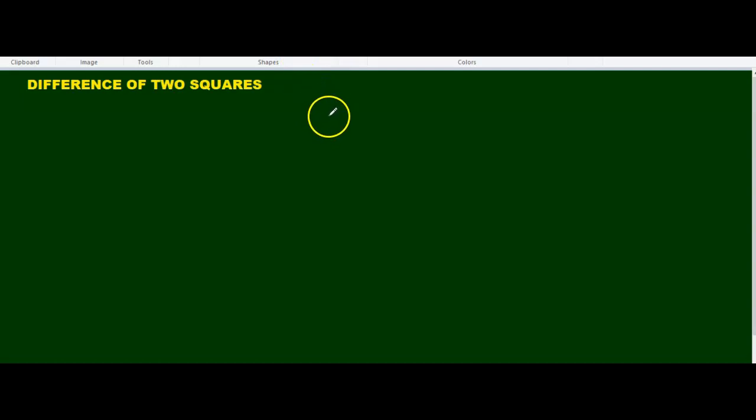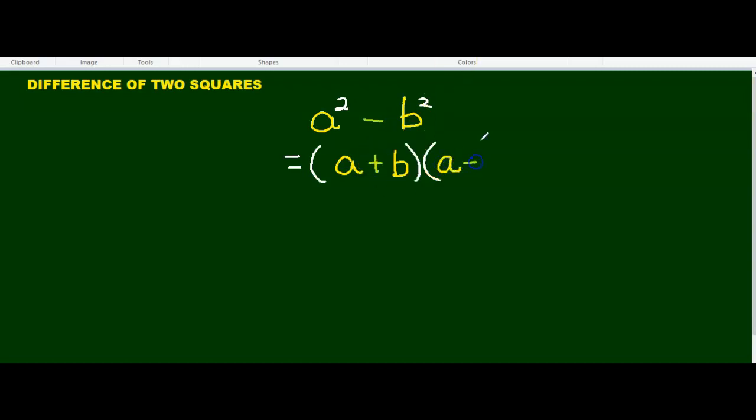The difference of two squares says that a squared minus b squared equals (a plus b)(a minus b). So how did they derive that?